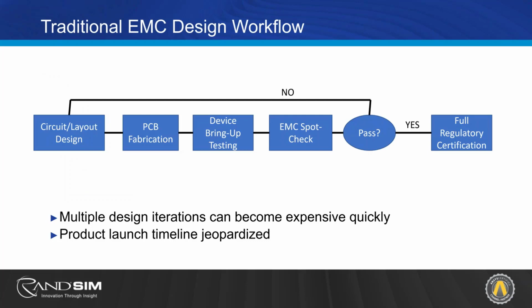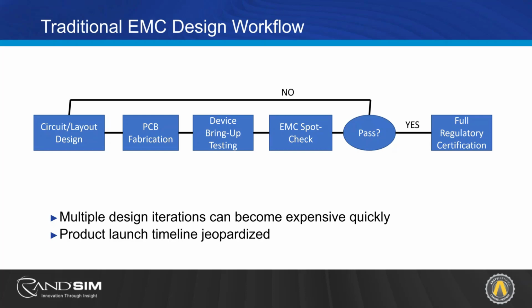So here is the traditional EMC design workflow that has typically been in place for decades now. You'll start with your circuit layout design. You'll do some internal PCB reviews that are based off of best practices that your team or tribal knowledge is aware of. You'll fabricate your PCB. You'll get those back. You'll perform your general device bring-up testing, integrating it into its enclosure, any additional peripherals, and then you'll send that off to the lab for what's called an EMC spot check.